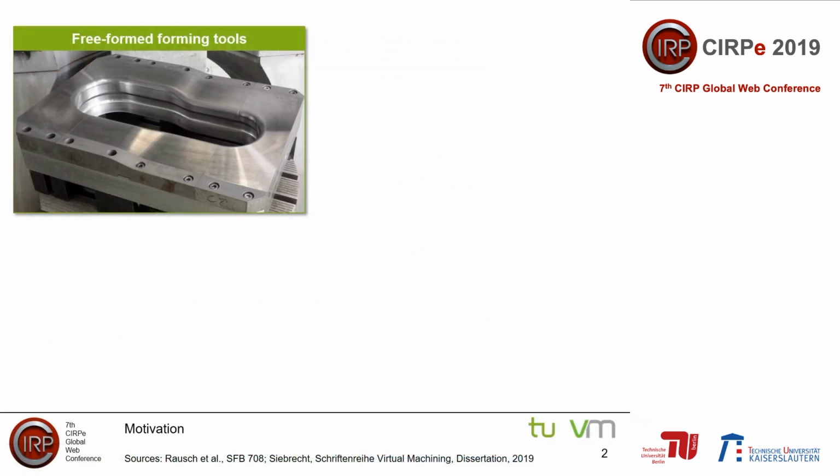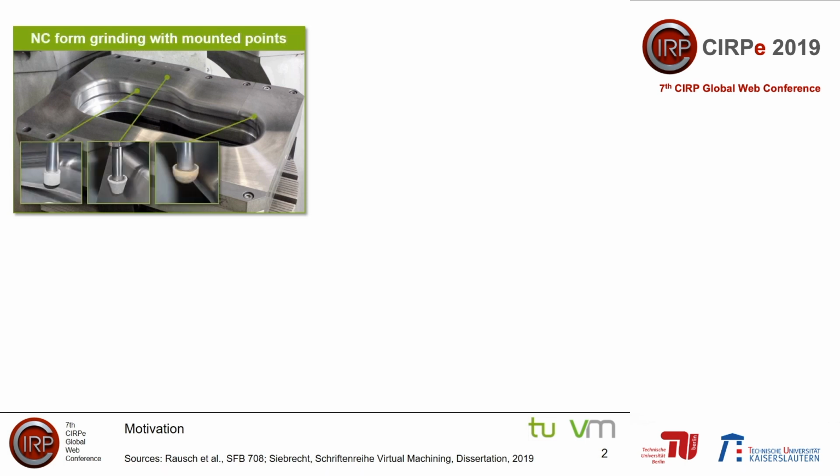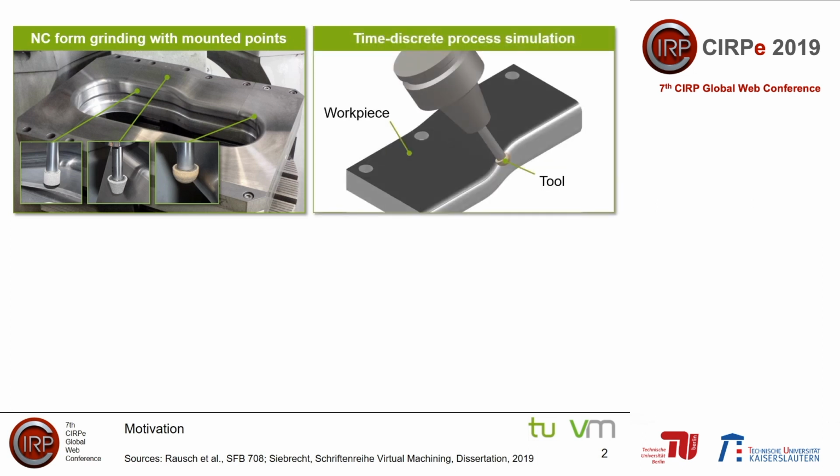NC grinding processes can be used for different applications, such as finishing of free-form forming tools. Since the material flow in the forming operation can be influenced by local surface roughness, time-discrete simulations of the grinding process can be used to predict the properties of the resulting surfaces.